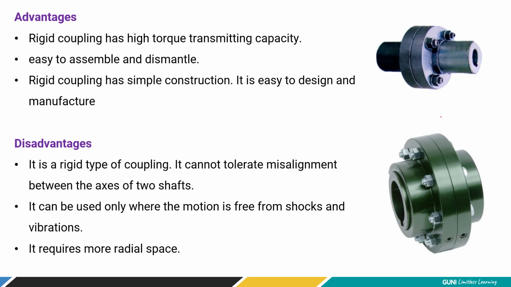Now, what are the overall advantages? First, the rigid coupling has high torque transmitting capacity. You have to remember this. Because it is rigid and solid in construction, it offers high torque transmission capacity, which is not possible in the case of the flexible coupling.